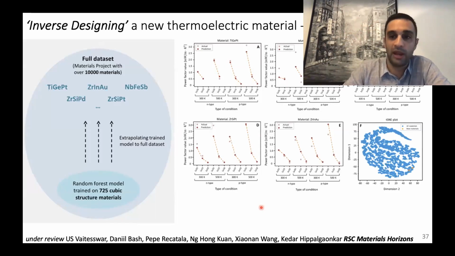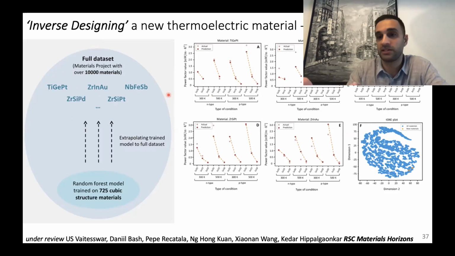And what we ended up getting was actually rather interesting. So we looked at a cubic material system. And when we used this inverse design paradigm, what we found is it basically told us that these half-Heusler compounds that I show here, titanium, germanium, platinum, zirconium, indium, gold, etc., are very good thermoelectric materials.